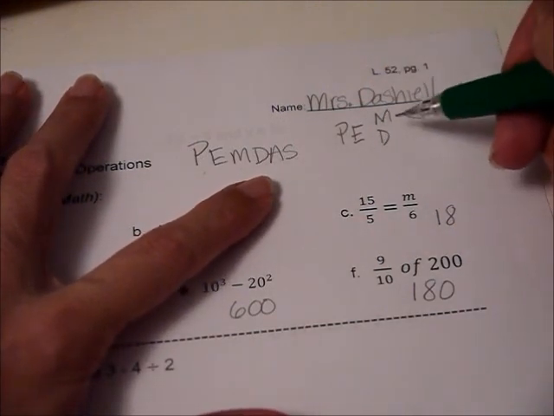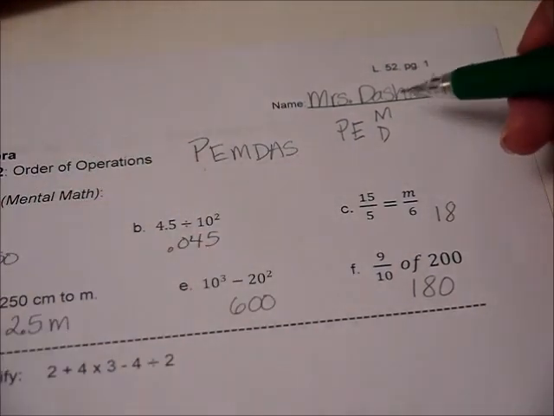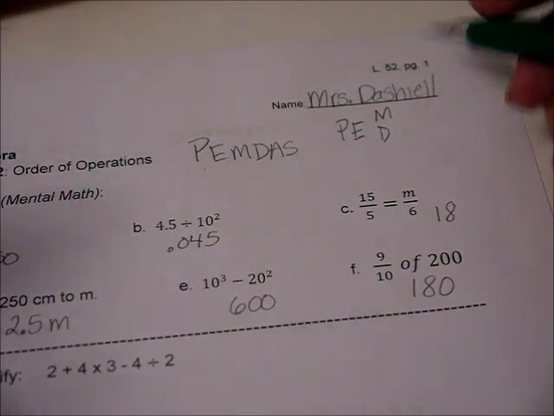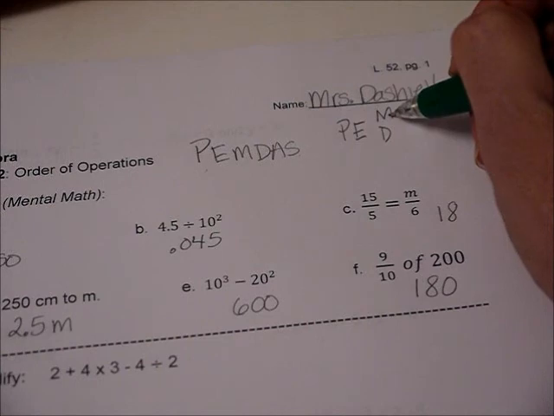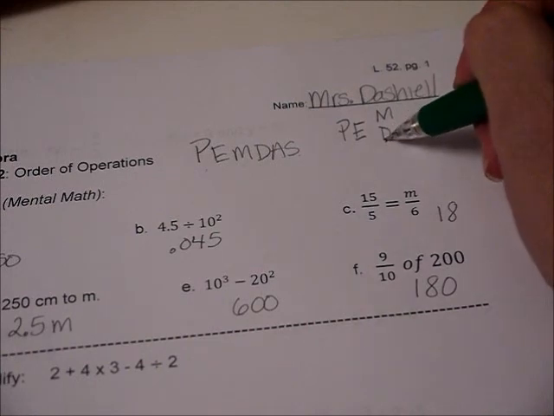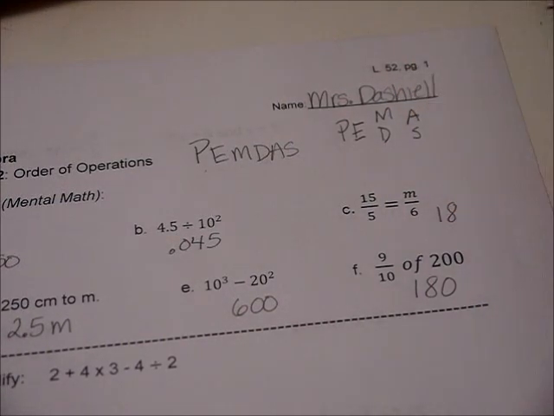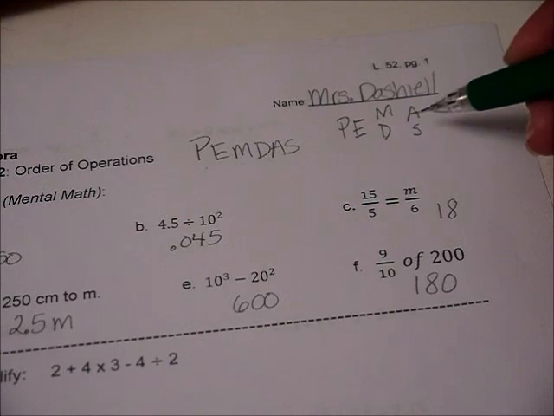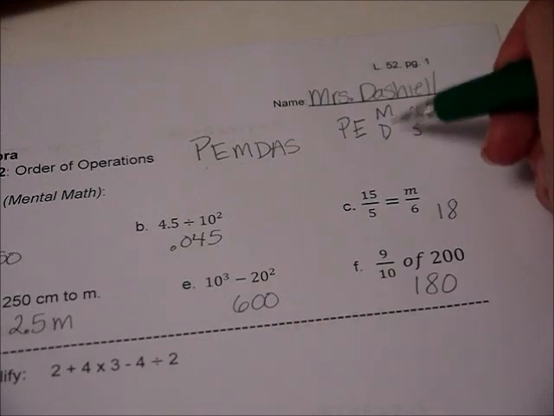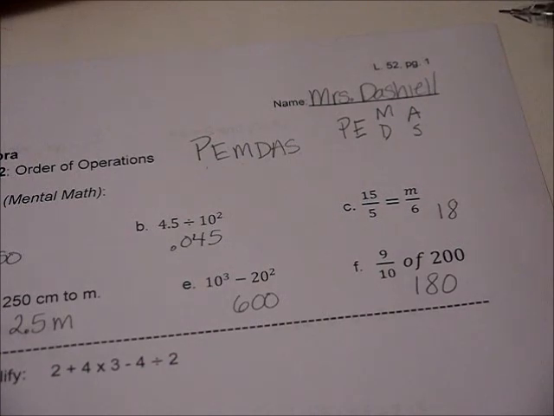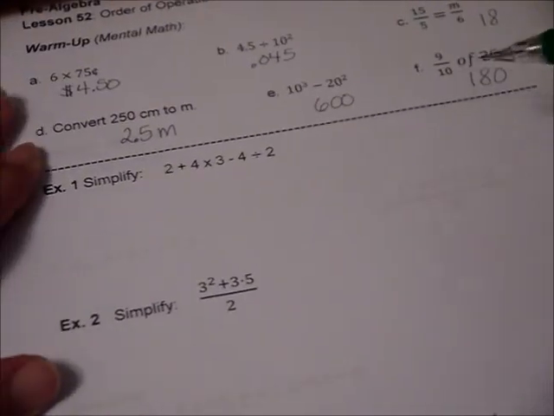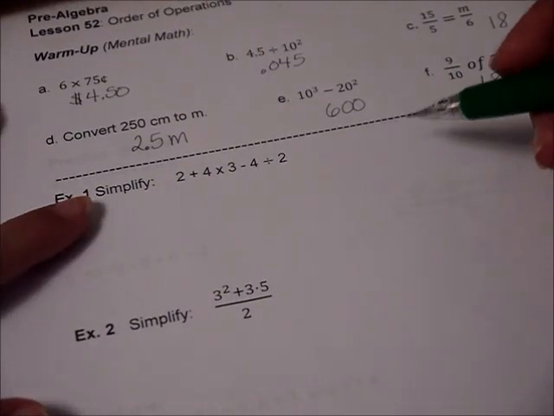It means we do whichever comes first from left to right, because you read from left to right. If multiplication shows up first, you do it first. If division shows up in front of multiplication, then you do division first. Same with adding and subtracting. You go in order from left to right. But we do multiplication and division before we do any adding and subtracting. So let's go ahead and jump into an example and see what I'm talking about.